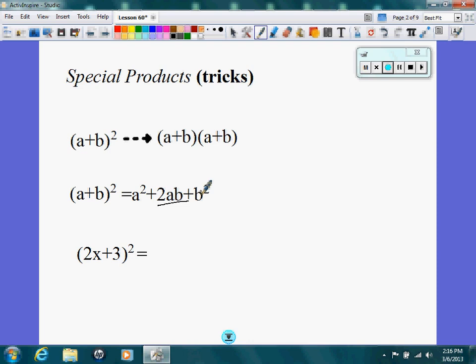Let's do an example here. Okay, so we've got 2x plus 3 squared. For a squared, the first term is 2x, so 2x times 2x would be 4x squared. And then the middle term is the first term times the second term times 2. Well, 2x times 3 is 6x, times 2 would be 12x. And then the last term, b squared: 3 is the last term, 3 squared would be 9. So that would be our answer. A little shortcut method of doing that. We could have used FOIL, but that was a shortcut.